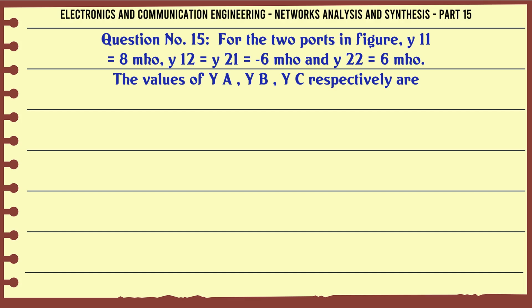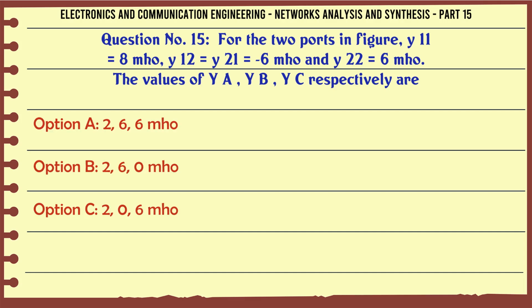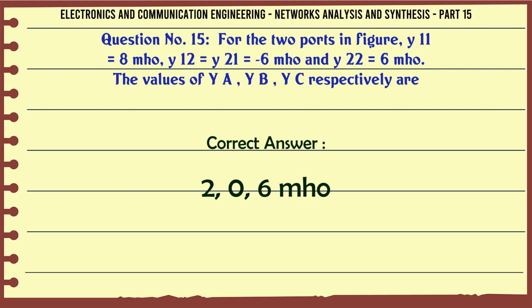For the two ports in the figure, Y11 is 8 mho, Y12 equals Y21 equals 6 mho, and Y22 is 6 mho. The values of YA, YB, YC respectively are: A: 2, 6, 6 mho; B: 2, 6, 0 mho; C: 2, 0, 6 mho; D: 2, 6, 8 mho. The correct answer is 2, 0, 6 mho.